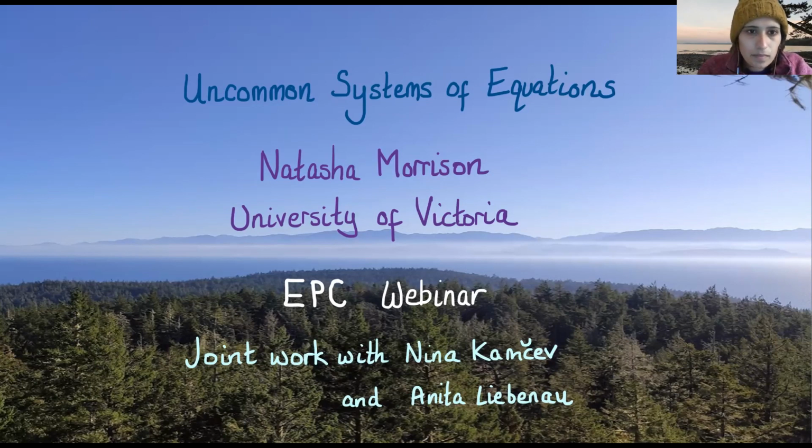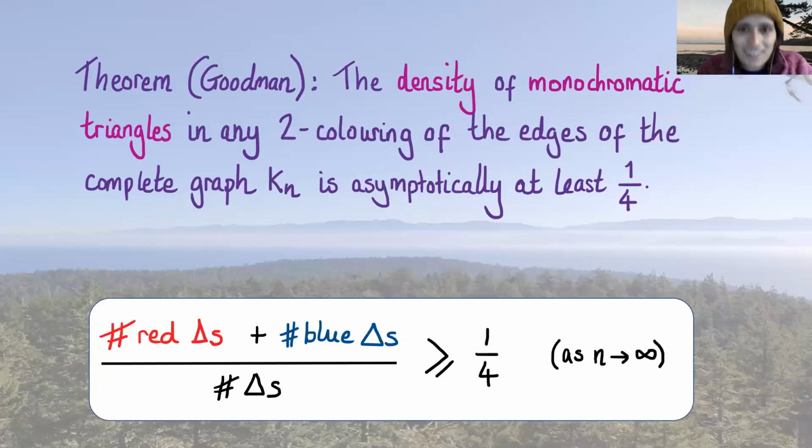Here we go. Okay, so there's a very famous theorem of Goodman, I'm sure many of you are familiar with, which says that the density of monochromatic triangles in any two coloring of the edges of the complete graph Kn is always asymptotically at least 1/4.